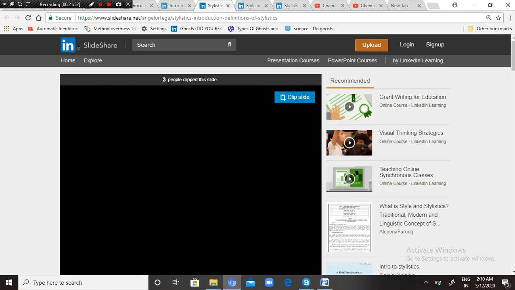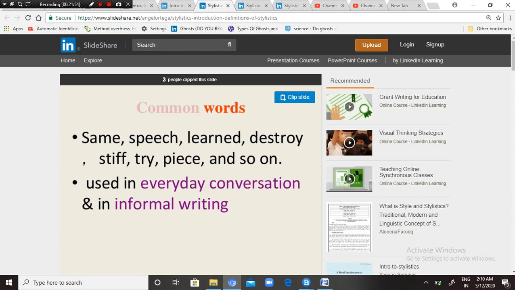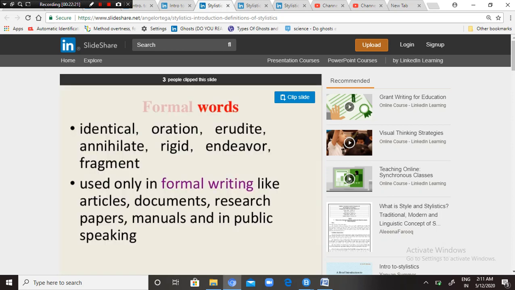Next, common words: speech, learn, destroy, try, pieces, and so on, used in everyday conversation and in informal writing. Formal words are, for example, identically oriented, educated, annihilated, raged, and fragmented, used in formal writing like articles, documents, research papers, manuals, and in public speaking.